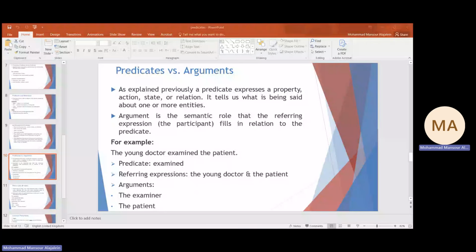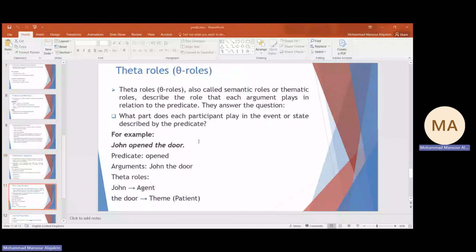Now let's move to talk about theta roles. Theta roles are also referred to as semantic roles or thematic roles, and they describe the role that each argument plays in relation to the predicate. They answer the question, what part does each participant play in the event or state described by the predicate? That means, what role did this predicate give to the participants in the sentence? So we can talk about different types of theta roles.